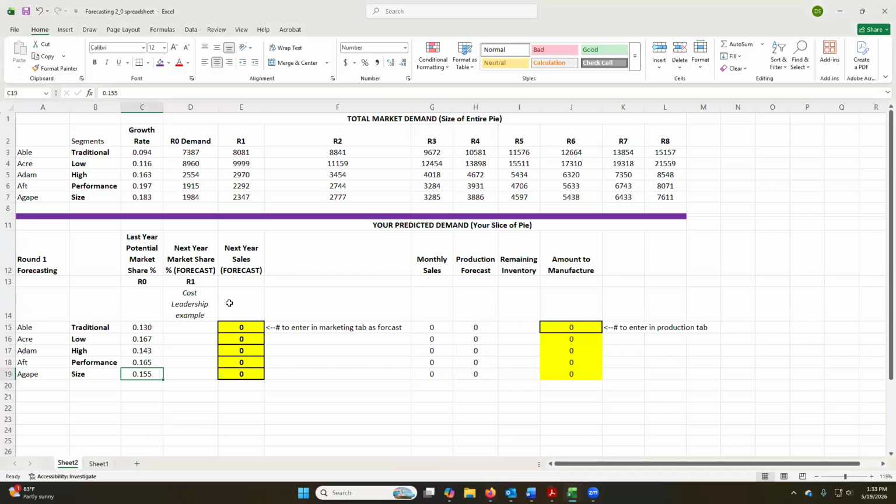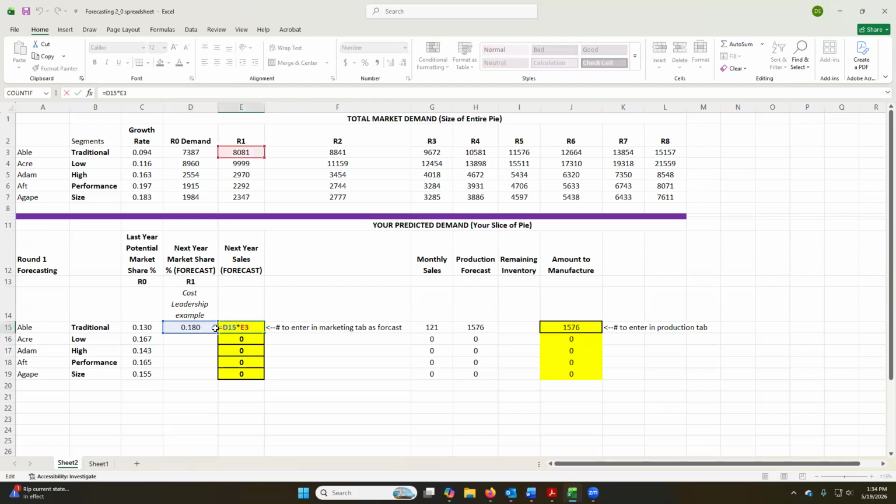Okay, so following a cost leadership example, I think I'm going to be able to grow my market share for my traditional and low end products because I'm really focusing on lowering those prices. And I built a big factory so that my costs can go lower. So I think rather than having a 13% market share for my traditional product, I'll be able to have like an 18% market share. Nothing crazy, raising it by 5%.